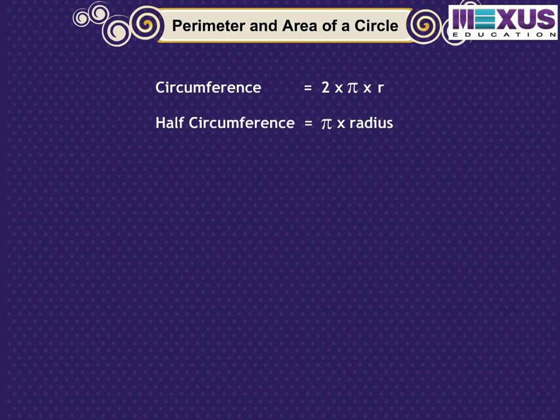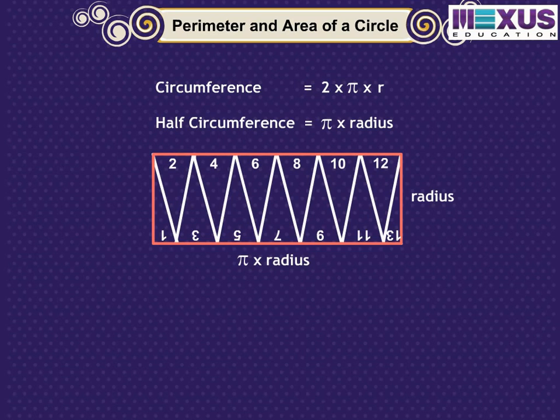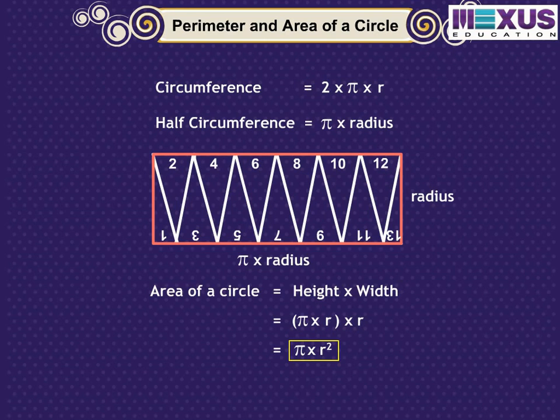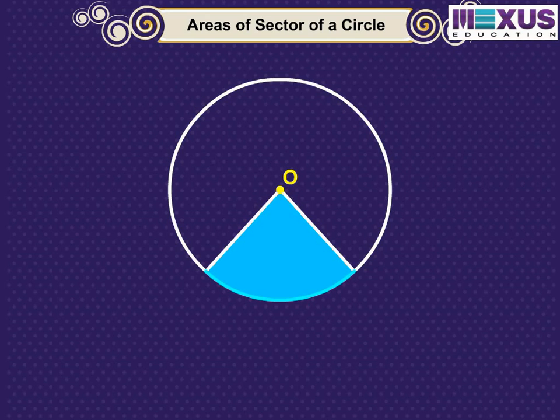Thus, by putting the width and height into the rectangular shape which we formed from a circle, we can calculate the area. As such, area of a circle is equal to height into width, equals r into pi r, equals pi r square. Thus, area of a circle can be calculated using the formula pi r square.